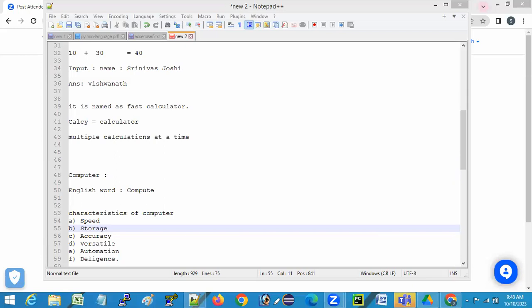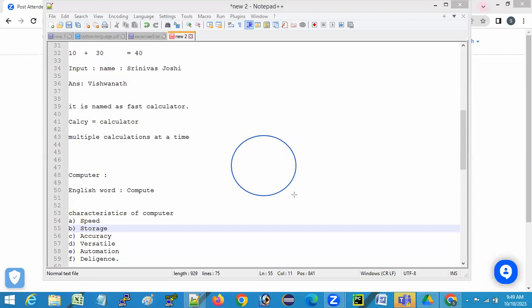See, these are called the characteristics of a computer. The first one is speed. The second is storage. The third is accuracy. The fourth is versatile. The next one is automation. Automation in the sense what? Suppose here, see here, now I am going to draw a circle. Just when I click on that, now it has been drawn.